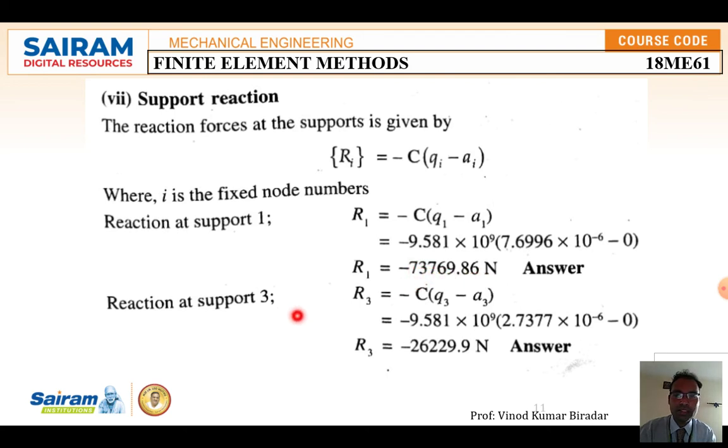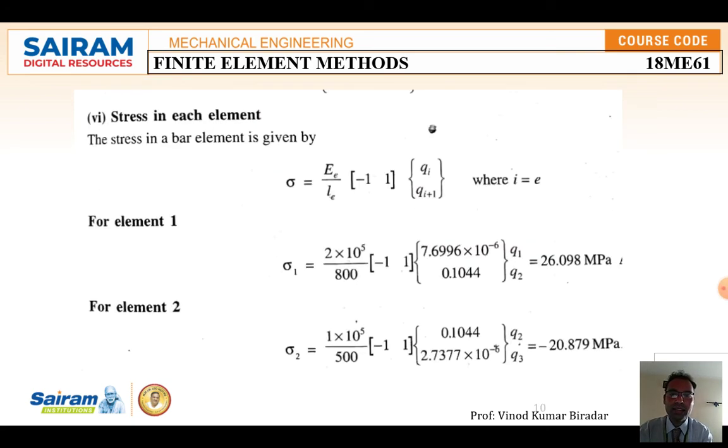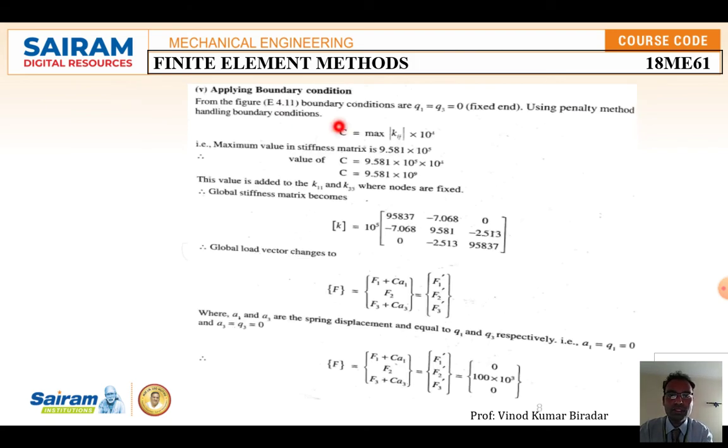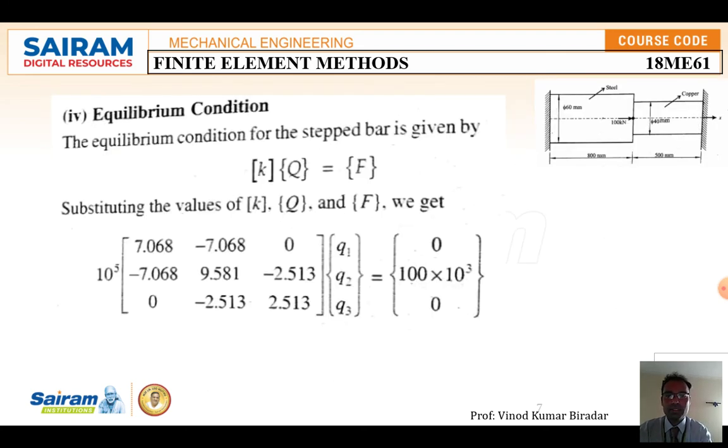And the support reaction at 3 is equal to what? R3 is equal to minus C Q3 minus A3. The C value, Q3 value and A3 value you know, so substitute and you are going to get the R3 value. Like that you have to calculate the support reactions. The main thing here is that the support reaction formula changes, and in the penalty method we calculate the maximum C value and substitute it wherever fixed nodes are there. Then calculate the modified global stiffness matrix and solve, and you get the displacement, stress, strain and all those things.